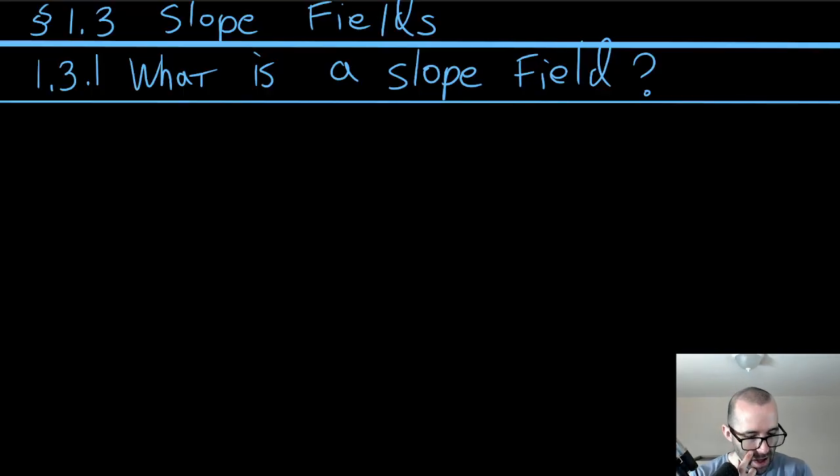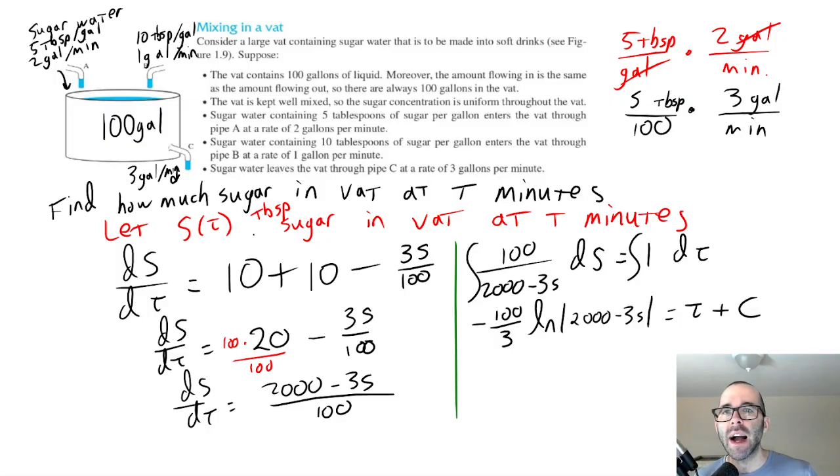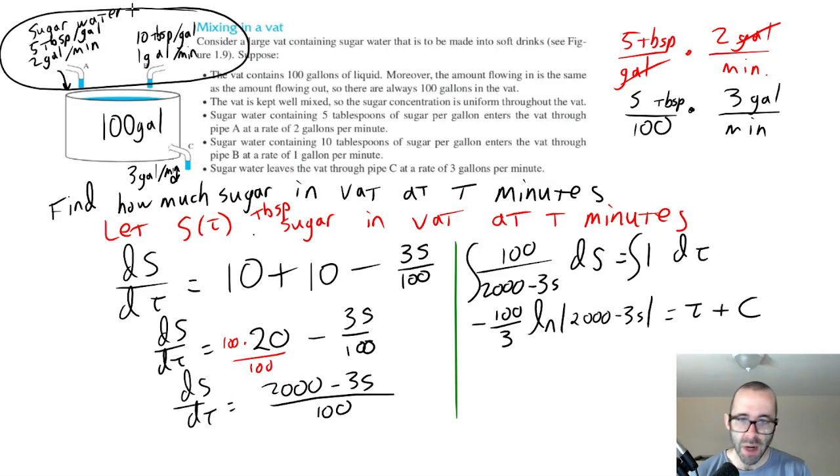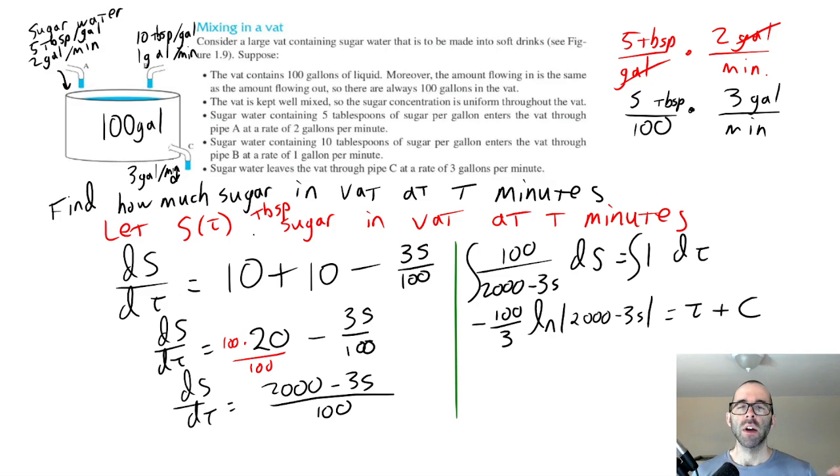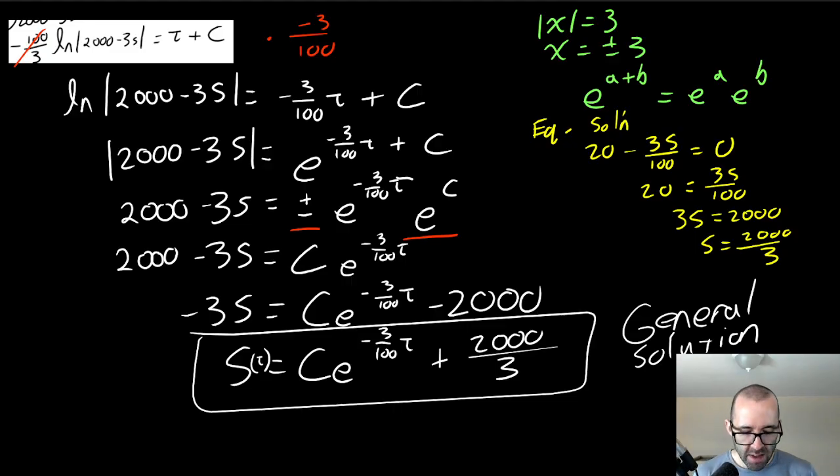So let's talk about what is a slope field. The way we're going to do that is to go back to this mixing problem from the previous section. Remember, in this problem, we had a tank of 100 gallons, and we were putting in two different solutions from two different pipes, and we were pumping out a mixed solution. And we were curious about what the sugar level looks like in this vat over a long period of time.